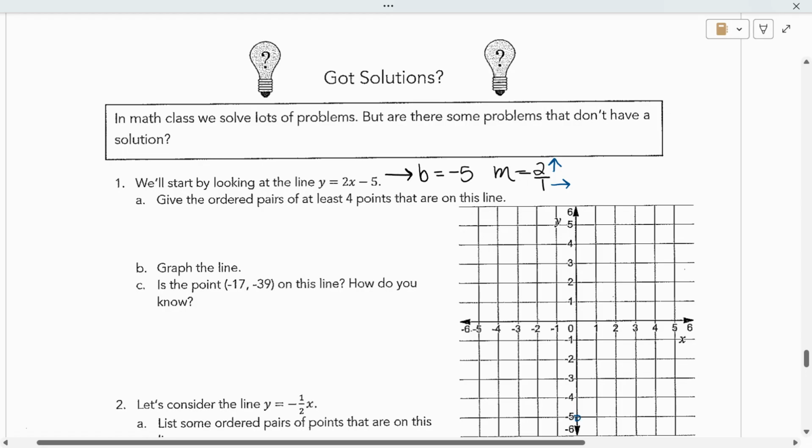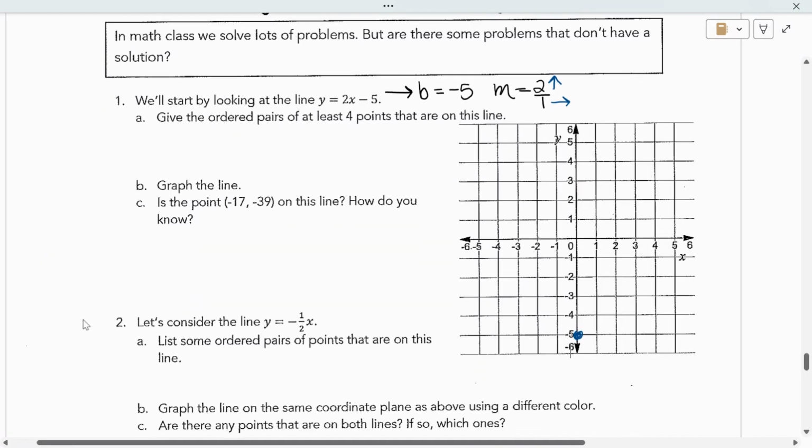So I'm going to begin at -5. I'm going to put a point at -5 on the y-axis. And then from there, I'm going to go up 2 over 1. Up 2, to the right 1. And I'm going to keep repeating that pattern. Okay? So when I'm done with that, I am going to connect my ordered pairs, and hopefully get a nice straight line.